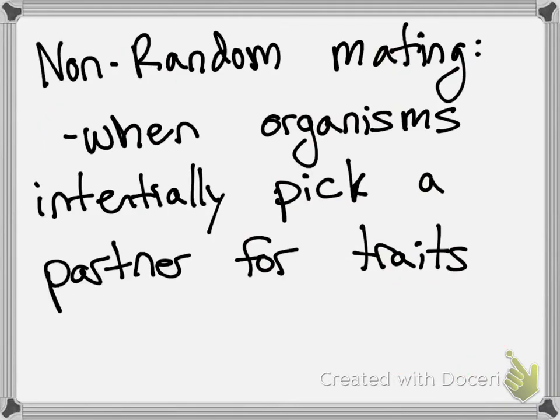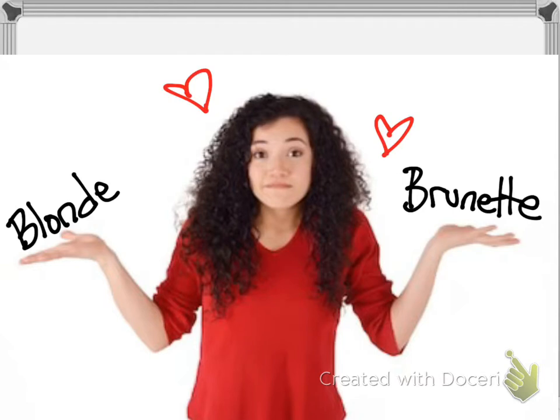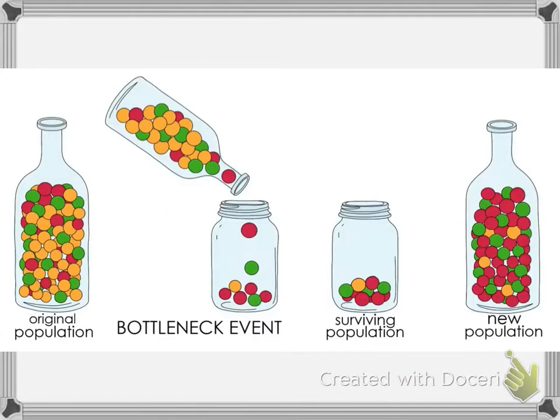The last one is non-random mating. This is when organisms intentionally pick a partner for their traits. So, for example, we'll see it on the next slide. It's when you decide on purpose what to pick. An example of this would be picking someone who was blonde or brunette, and it's going to influence the genetics of the child. So this is called bottlenecking.